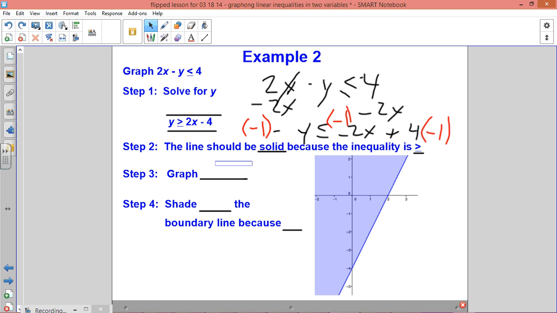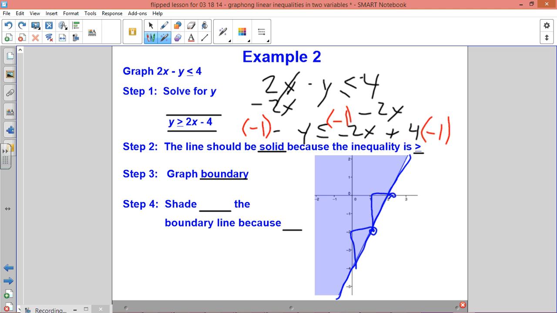Next, I graph the boundary, which is, I'm really going to graph the line y equals 2x minus 4. So my y-intercept is negative 4 right here. And then my slope is 2, so I go up 2, over 1, up 2, over 1. Got a few points. I draw that line in.